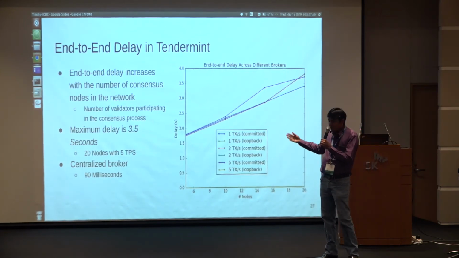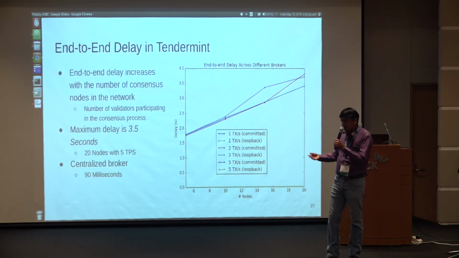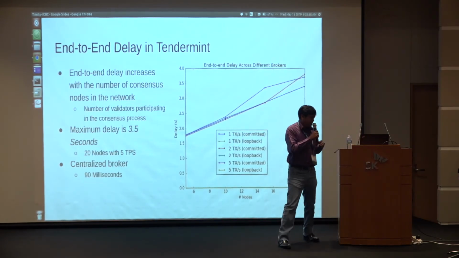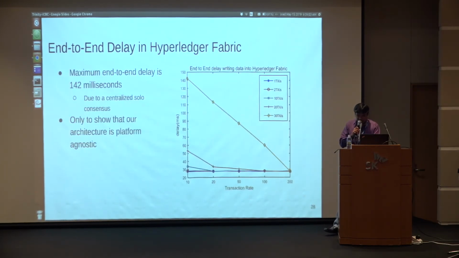Again, I want to note that we are adding a slight delay to this consensus process, but we are getting this Byzantine fault tolerance capability in response. We also did some evaluation on Hyperledger Fabric. Because of the solo consensus, it was much faster there. We used Hyperledger Fabric only to show that our platform is agnostic to the underlying blockchain technology.